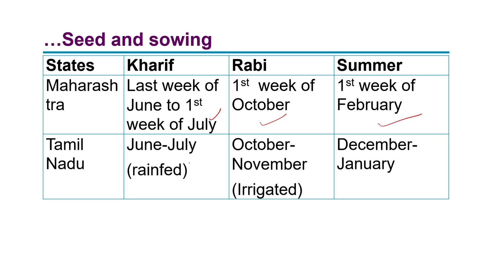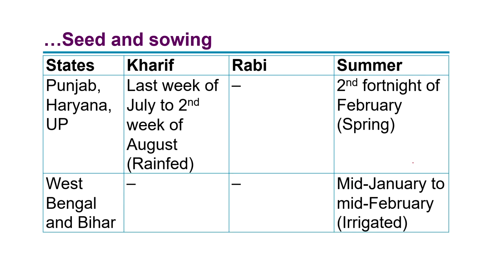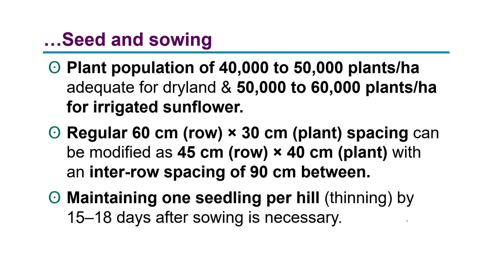For Tamil Nadu, June, July is the ideal time for rain-fed crop in Kharif season. In Rabi season for Tamil Nadu, October, November for irrigated crop and December, January for summer crop. Now, Punjab, Haryana, UP, last week of July to second week of August, and for summer crop, second fortnight of February, or spring crop, it is also called. West Bengal and Bihar, mid-January to mid-February under irrigated conditions.